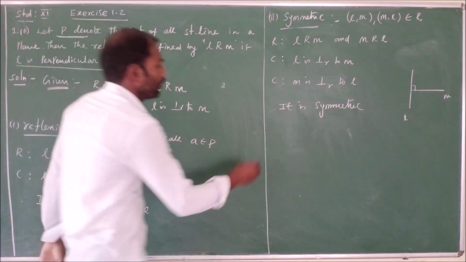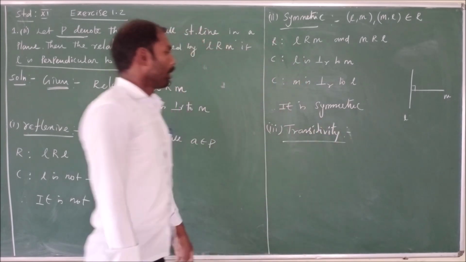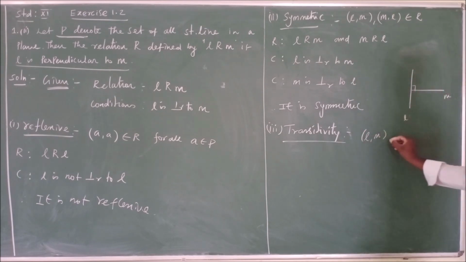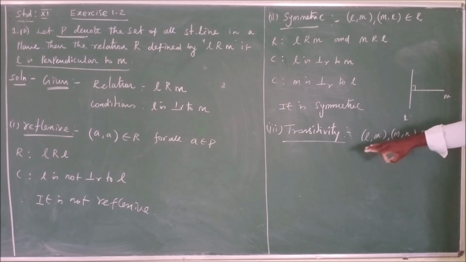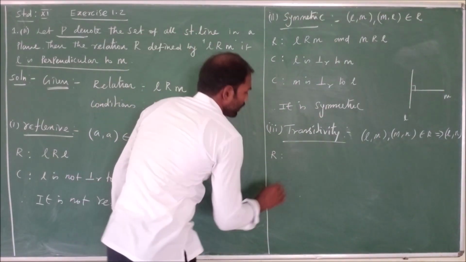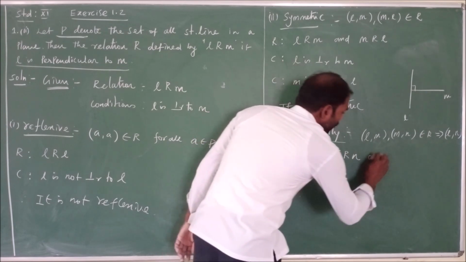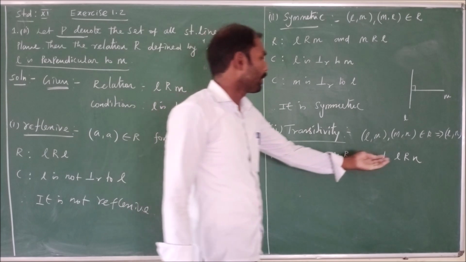Third one is transitivity. The basic definition for transitivity: take any three lines. If L related to M and M related to N belong to R, then L is related to N. So the condition: the given relation is L related to M, M related to N, and L related to N.